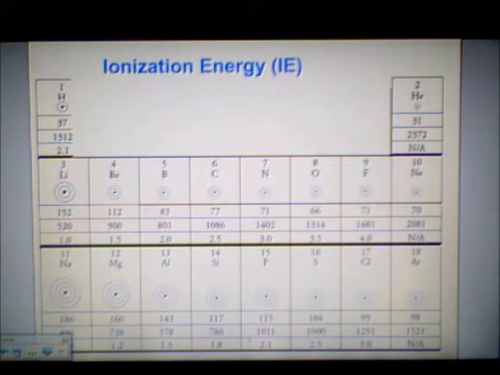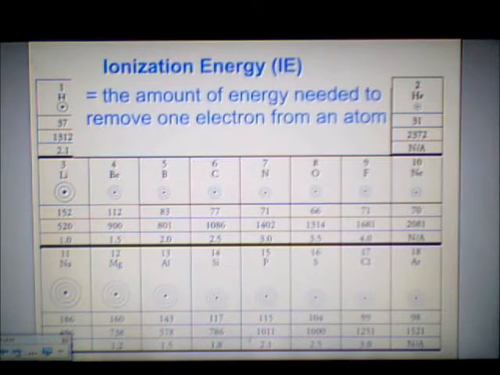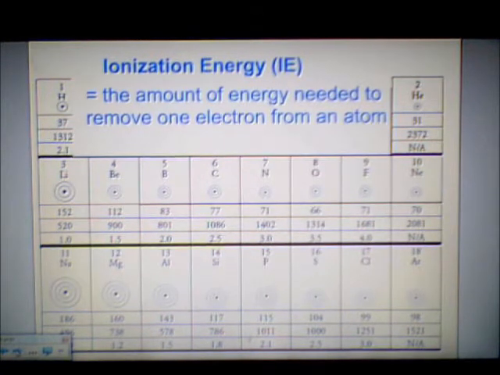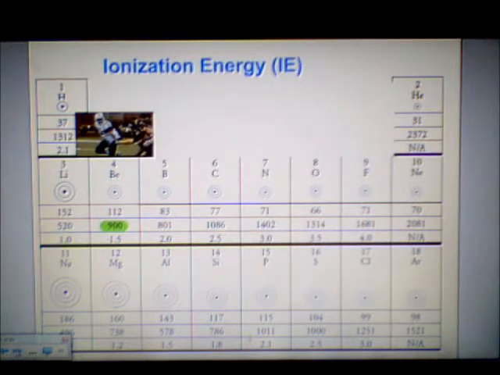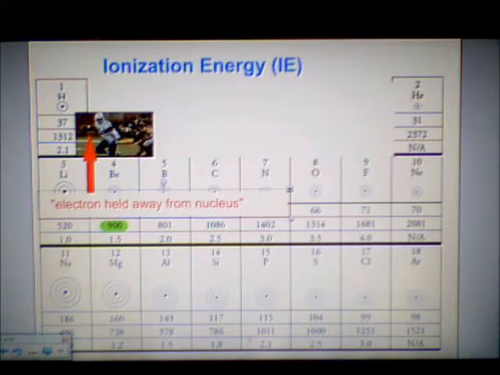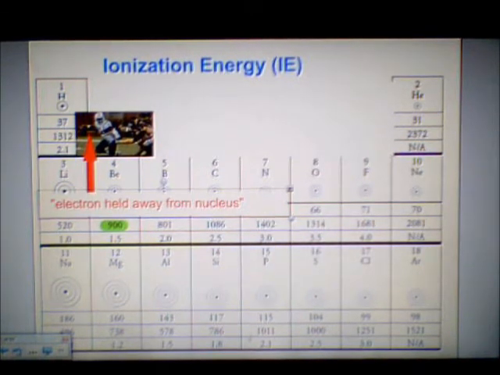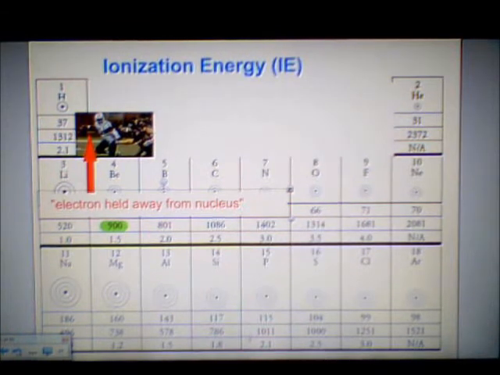Ionization energy. To define ionization energy, we say that it's the amount of energy needed to remove one electron from any atom. Using the example of a football player holding the football, let's use the football as our analogy for the electron. Here the football player is holding the electron, or the football, away from the nucleus. So you can see that the ionization energy is around 900 here.